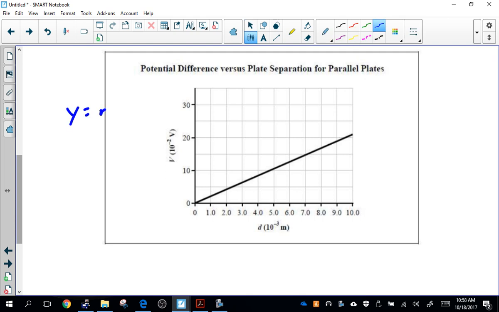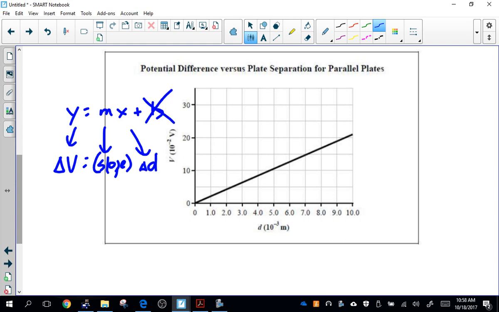Y equals mx plus b. What's on the y-axis? Delta v. M is the slope. Remember what I'm doing here? X is delta d. B, the y-intercept, was exactly 0. Now, what equation on your data sheet has delta v and delta d in it? Rearrange this. Solve for delta d.